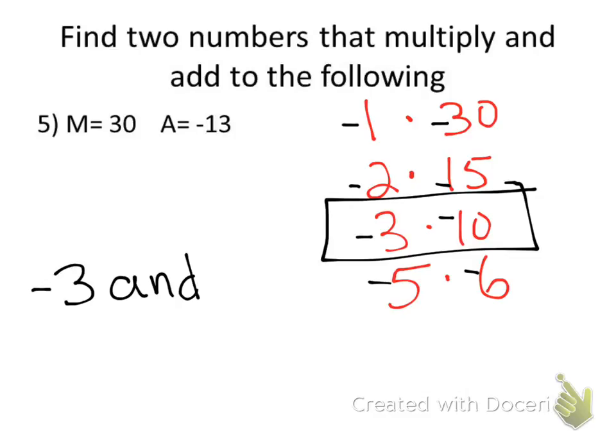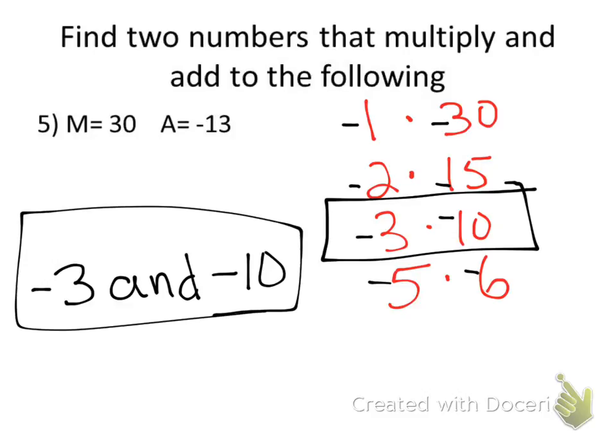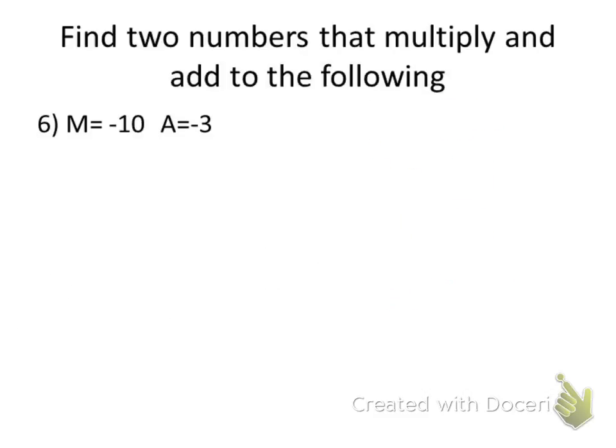I usually figure out the signs first, then deal with the numbers, but it's kind of just up to the way you see it. Again, type this in just to check. Negative 3 times negative 10 is positive 30. Negative 3 plus negative 10 is negative 13, so we're good. What are your questions? All right, here's number 6.